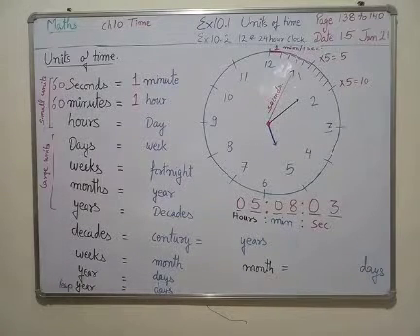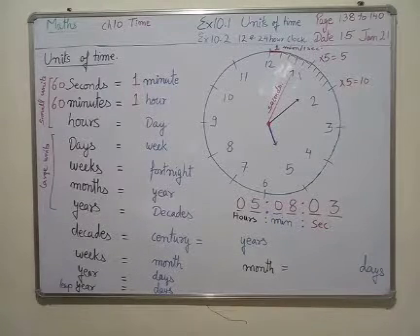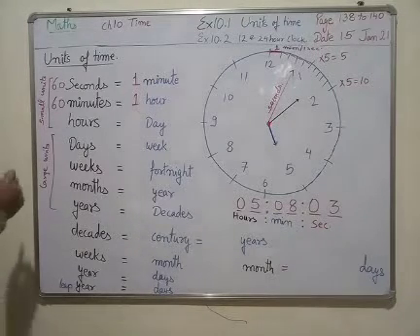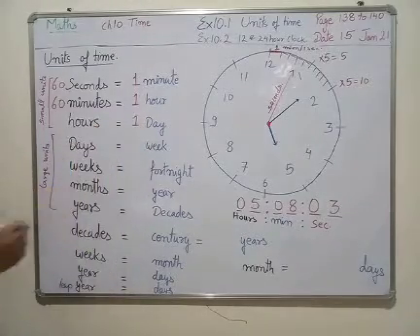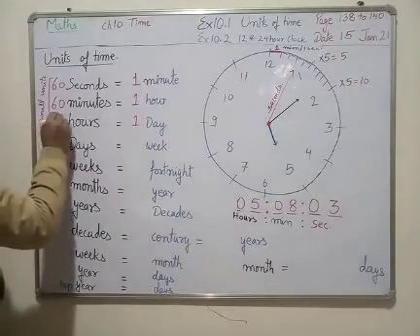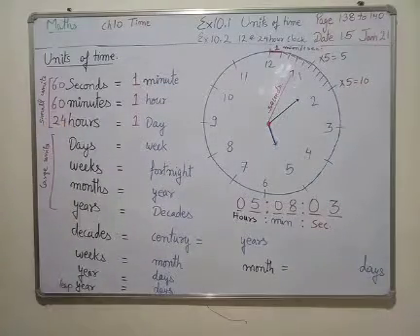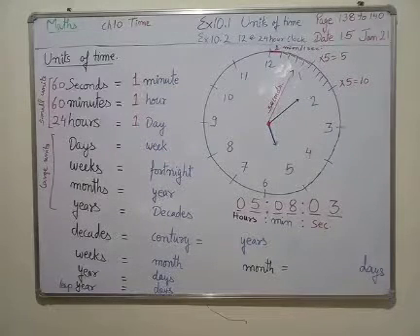So how many hours in a day? Very good, Kesav beta. 1 day is equal to how many hours? Quickly tell me. Very good. 24 hours. So these are the smallest units or smaller units you can say. Now we are moving to the large units.